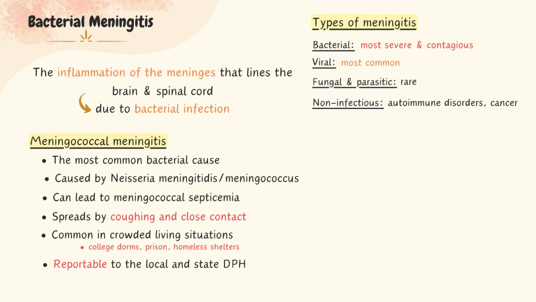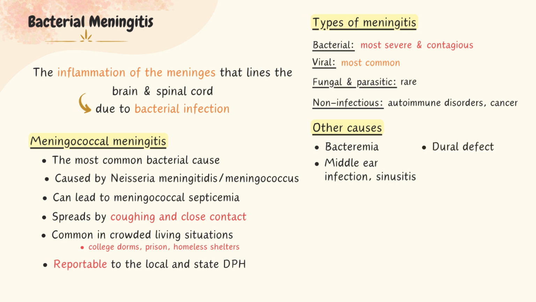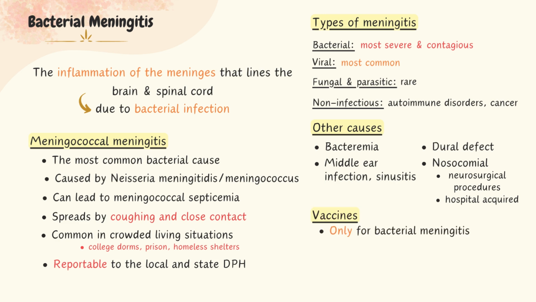Besides droplet transmission, there are other ways bacteria can enter and infect the meninges. For example, bacterial infection of the blood or bacteremia can cross the blood-brain barrier and infect the meninges. Middle ear infection and sinusitis can extend the infection to meningitis. Bacteria can also enter through a dural defect, which is a tear or abnormality in dura mater that covers the spine and causes meningitis. Nosocomial bacterial meningitis is the result of the manipulation of the meninges during neurosurgical procedures. Nosocomial means hospital-acquired.